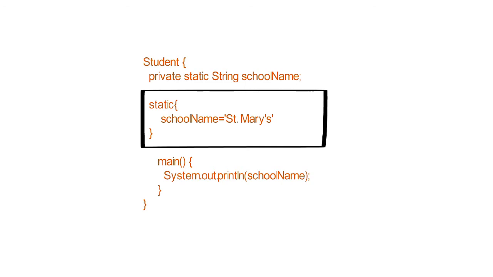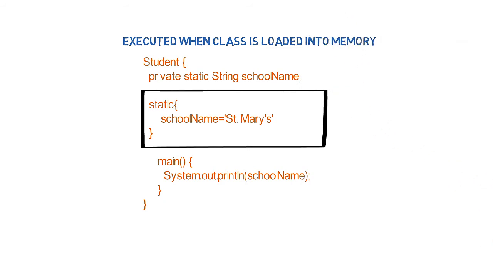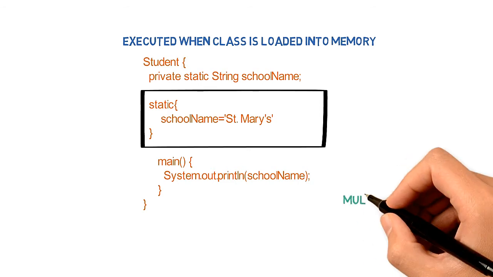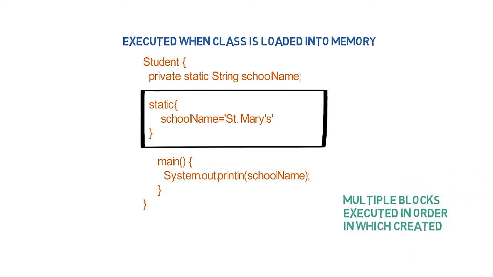So basically, a static block is used to initialize static variables, and it is executed when the class is loaded into the memory. It is not executed when objects are created, the way constructors are called. It is executed only once, while the class loads into the memory. Now there can be multiple static blocks in one class, and they are executed in the order in which they are written.